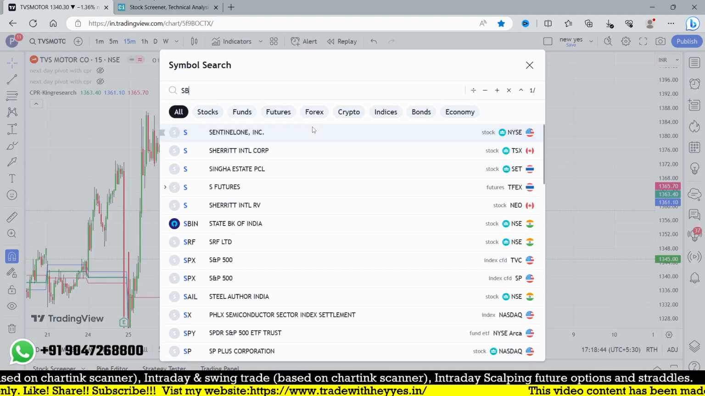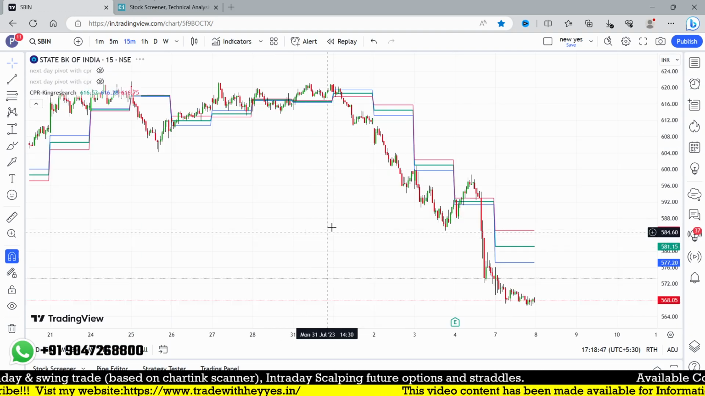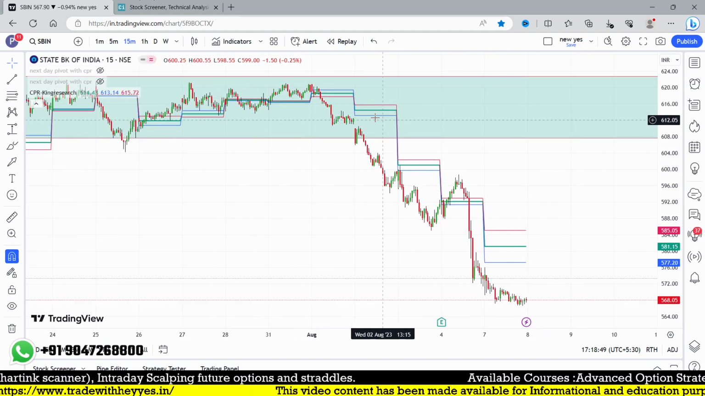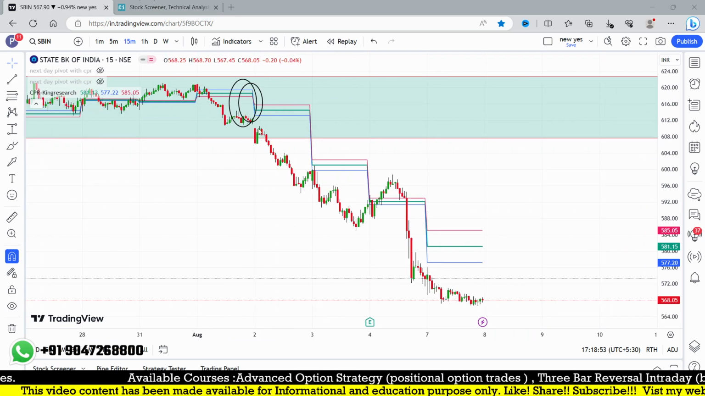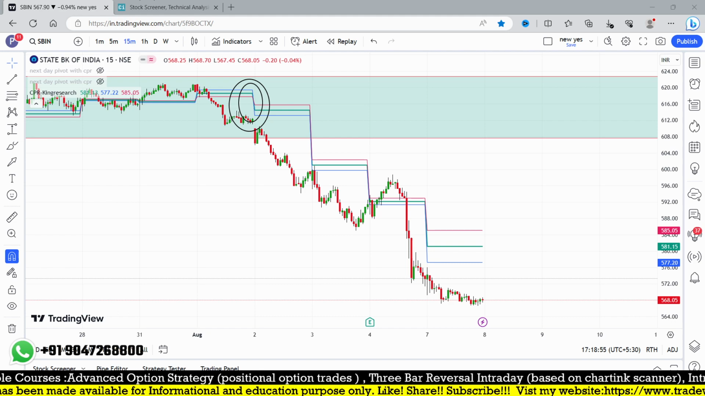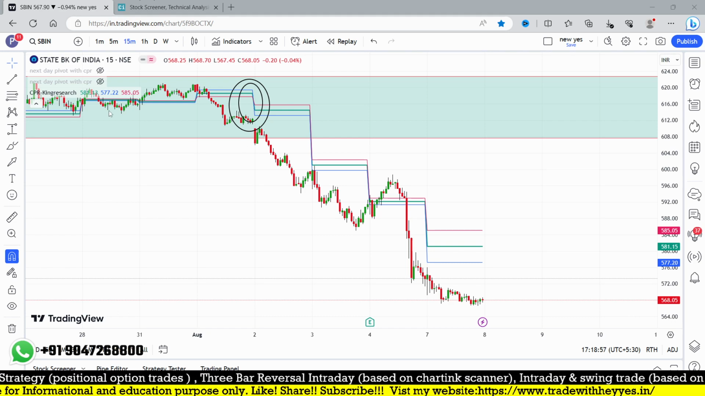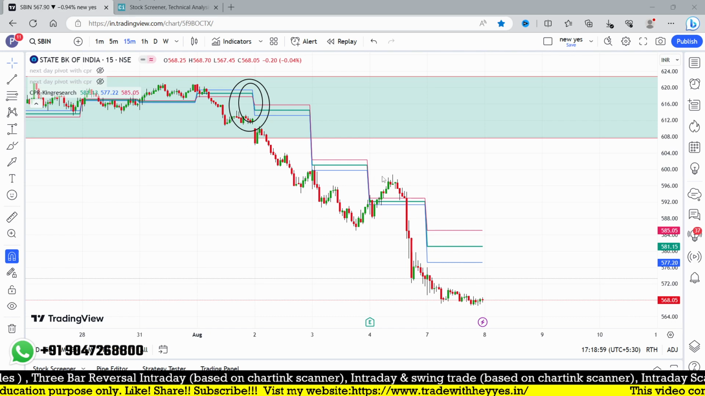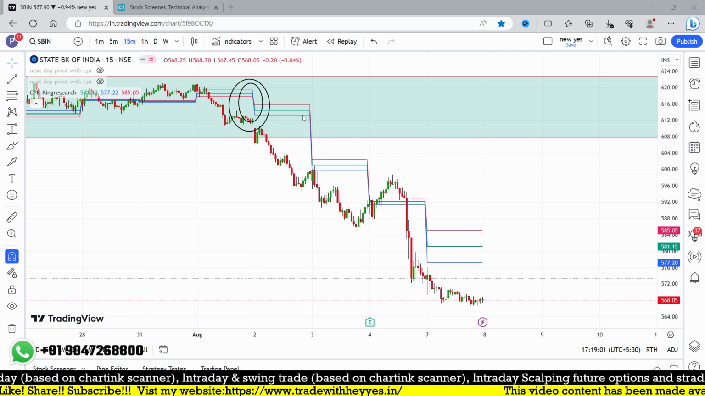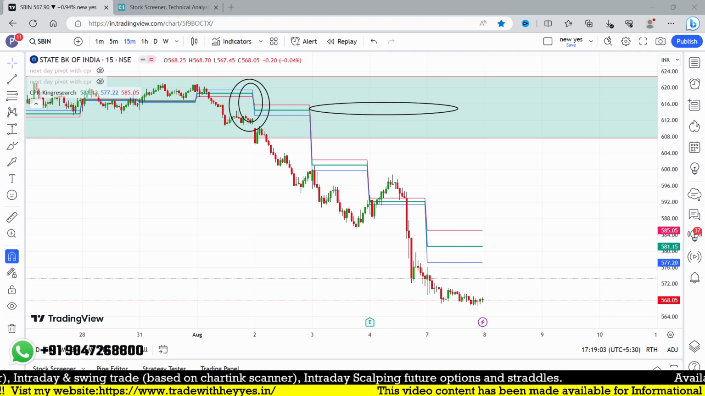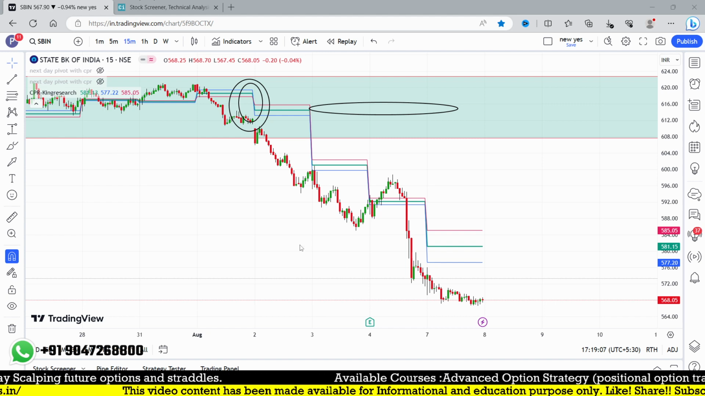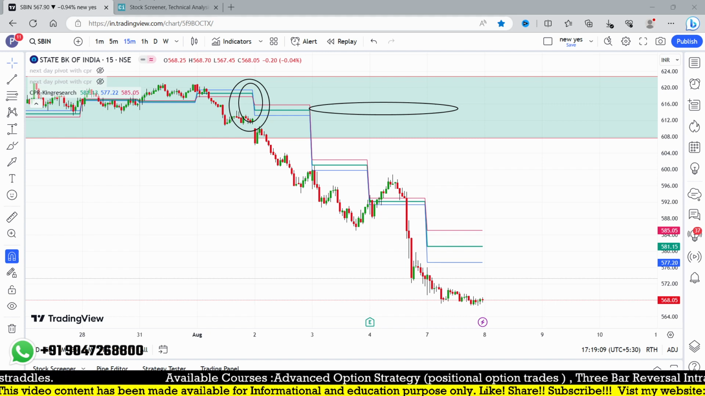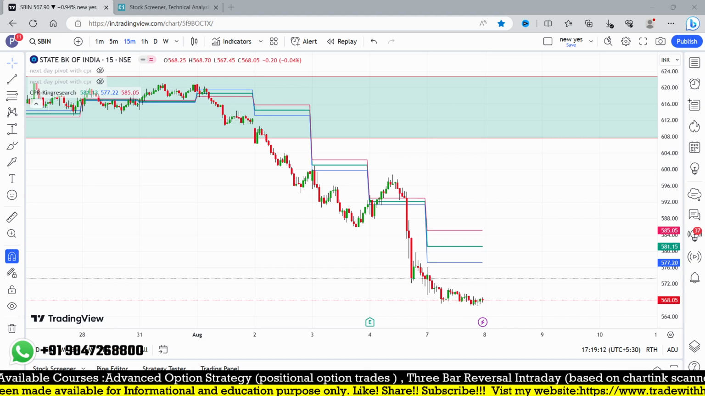Maybe if it goes higher, it may reverse back from that level. And SBI, you can see there is a trend change here. So the huge reversal, and now the market is moving down. This point again acts as a huge zone for resistance. As of now, it turns into the lower level. So a better opportunity in State Bank of India.